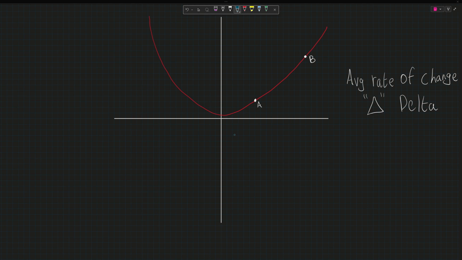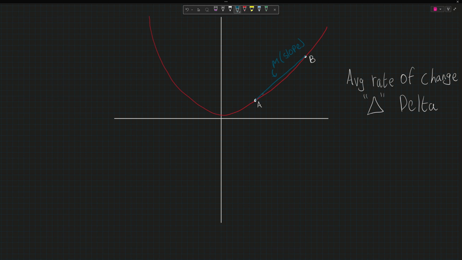So let's say I tell you to take the average rate of change of this parabola between point A and point B. Now what would you do? Basically, you would draw a line from here to point B, and you would say, I want to take the slope of this line. Right? So if you take the slope, you find the rate of change for every x value, or for every change in x, you find the change in y.